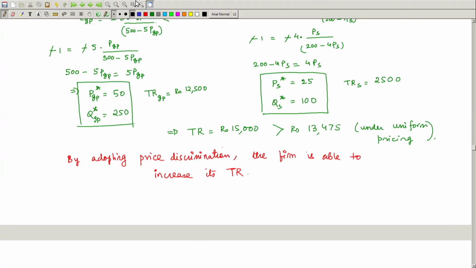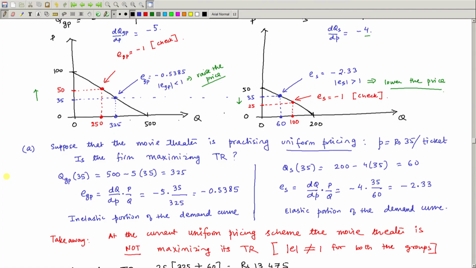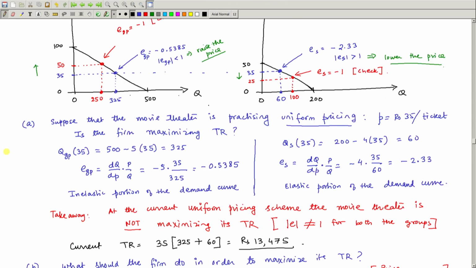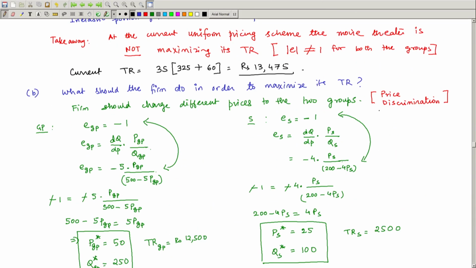In our previous lecture, we learned how a firm can use the idea of where it's operating on the demand curve, i.e. noting what its price elasticity of demand is and trying to understand in which direction the price ought to be changed in order to maximize total revenue. So, we looked at the example of a movie theater which was initially charging a uniform price of 35 rupees per ticket and then moved away from this uniform price to charge different prices to the two groups. We call this price discrimination.